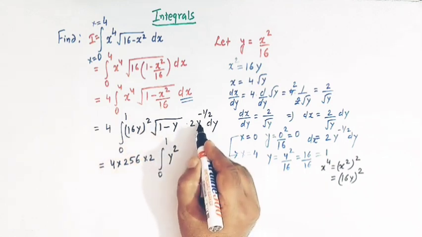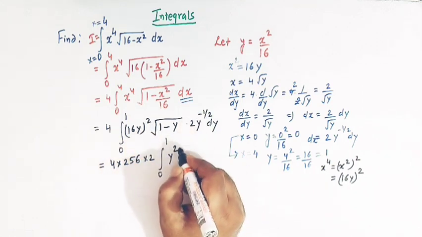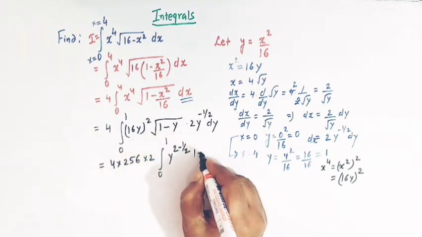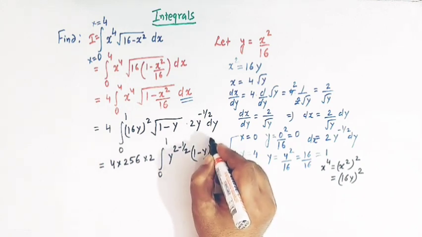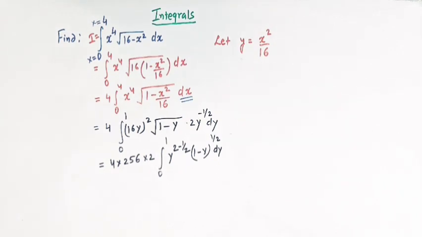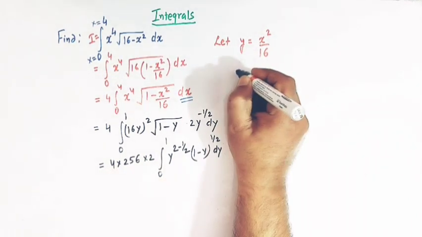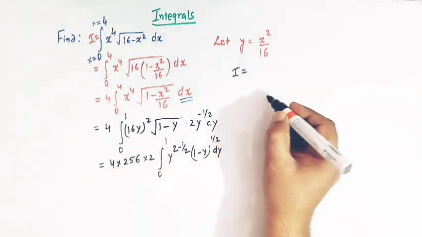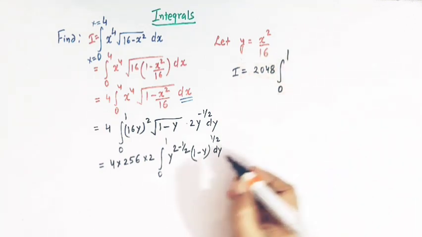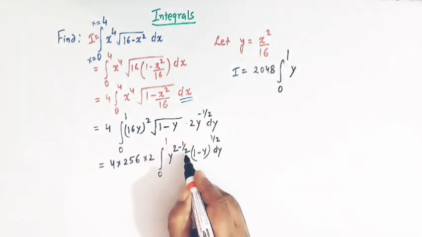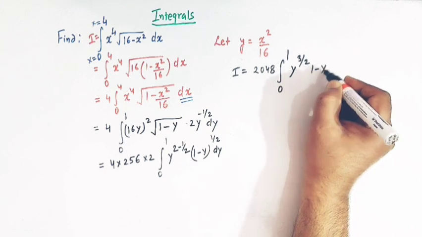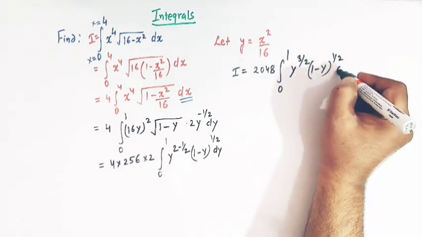This is y square, and here we have y raised to minus half. So here we have half, and then square root of 1 minus y can be written as 1 minus y raised to half, and here we have dy, right? So now the product of these three numbers is equal to 2048, and we have 0 to 1, and this is y raised to 2 to the 4, 4 minus 1, 3. So we have 3 by 2, and 1 minus y raised to half, right?